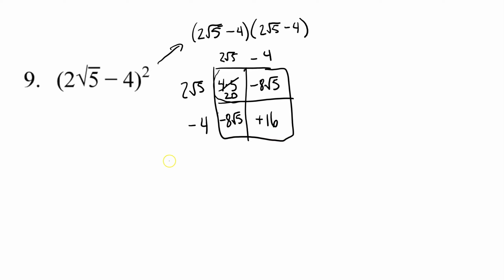So I get 20 plus 16 minus 8 root 5 minus 8 root 5. Since they're both like terms, they combine and they would give us minus 16 root 5. And 20 plus 16 would be 36. So I have 36 minus 16 root 5. And that's what I would get.